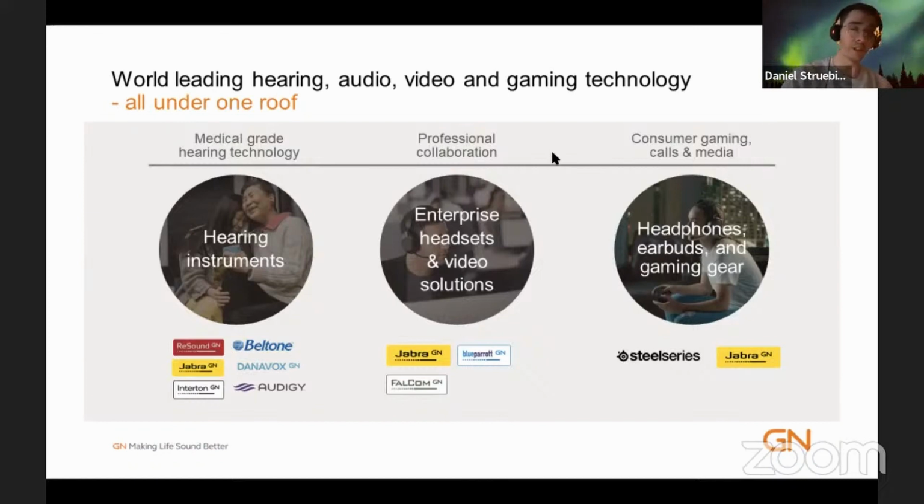Jabra also has a strong position in the true wireless market. So anything like miniature earbuds that you use on your daily commute to and from work, for canceling outside noise and listening to your favorite podcast. These are also products that Jabra produce and that I'm personally heavily involved with in developing.